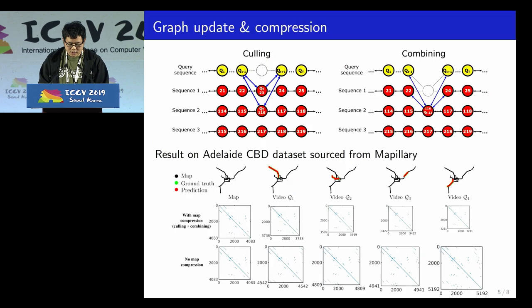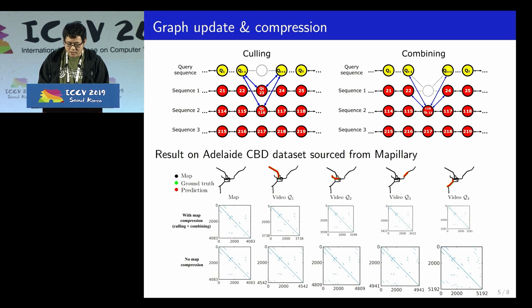Then to compress the graph, we perform culling to update node QT to node 23 and 116. Now, since node 23 and 116 are mapped to node QT, they are likely representing the same place. So we combine three nodes, QT, 23, and 116 together. Now the graph is compressed.